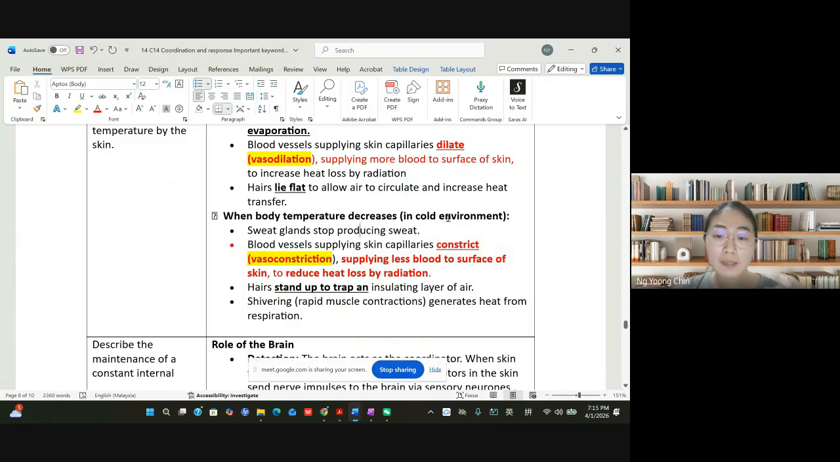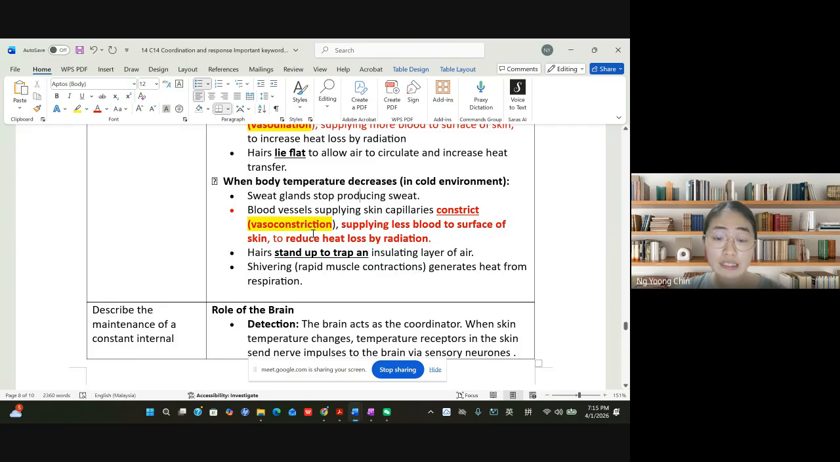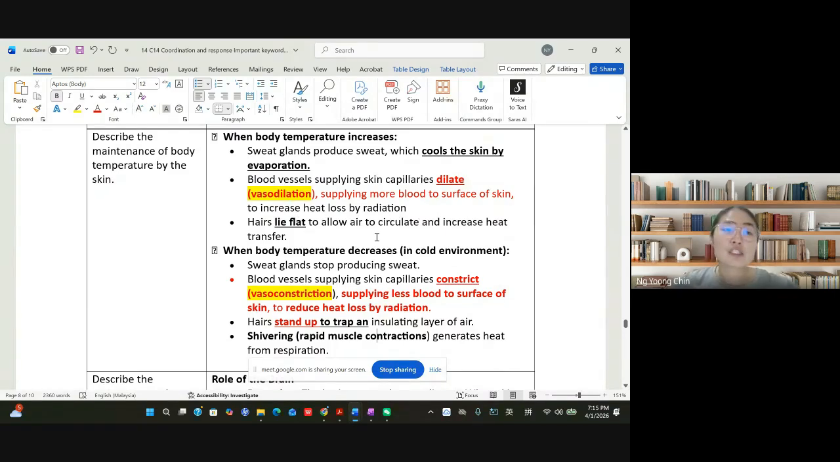So in the cold environment, your sweat gland also stops producing sweat. They will do vasoconstriction and then your hair will stand up. They are standing up and trapping the insulating layer of air. So there will be shivering occurring.